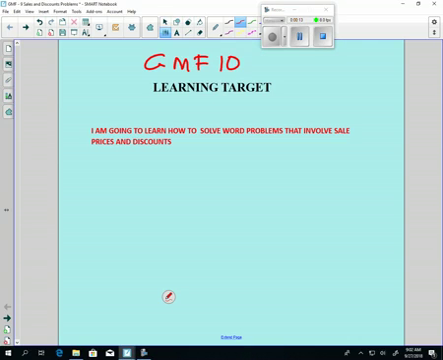Today we're going to be looking at, in your pickup boxes, lesson 9. And we're still going to be working with discounts, sale prices and discounts. Last lesson we looked at some examples. Today I'm going to go through another example, and we're going to be looking at it more in word problems.